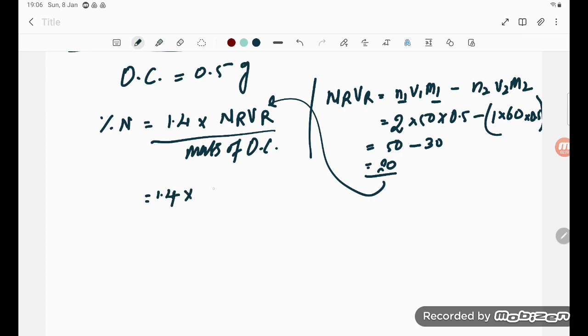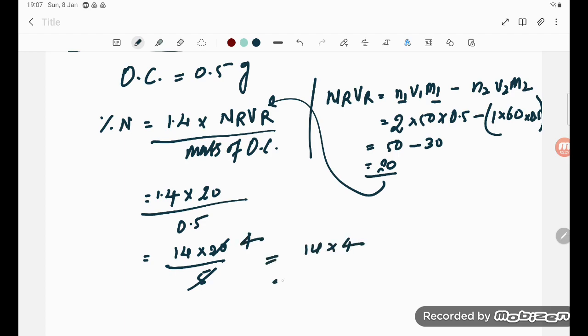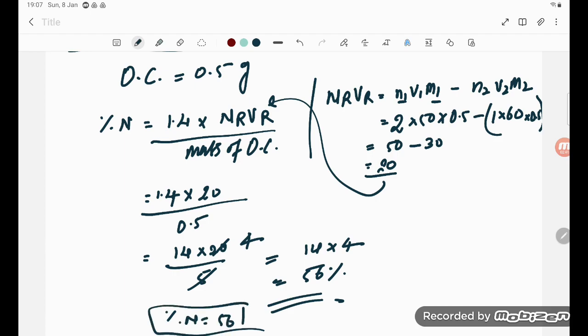1.4 into 20 divided by mass of organic compound 0.5. You can remove the decimal, so it will come 14 into 20 upon 5. So 5 4s are 20, student. So 14 into 4, it is coming 56. Sorry, student, it is the percentage. How much percentage, student? 56 percent. So percentage nitrogen is equal to 56. So this is our required answer, student.